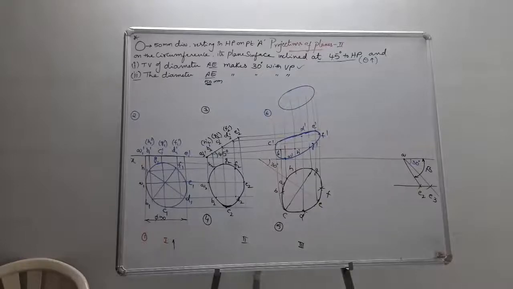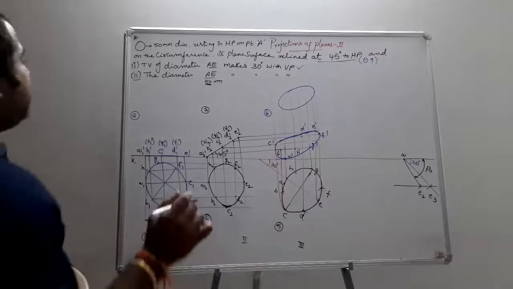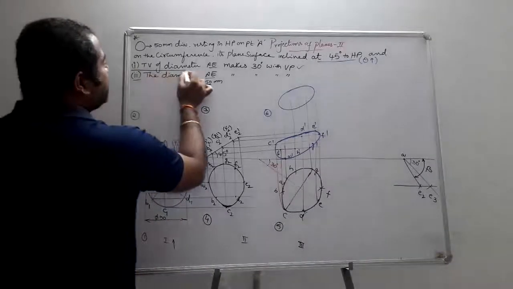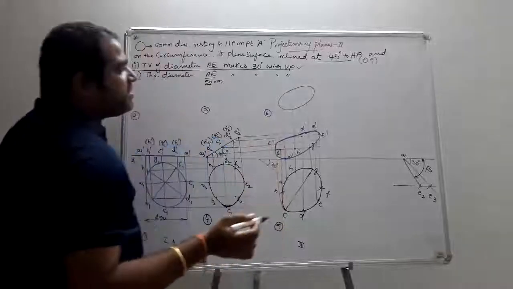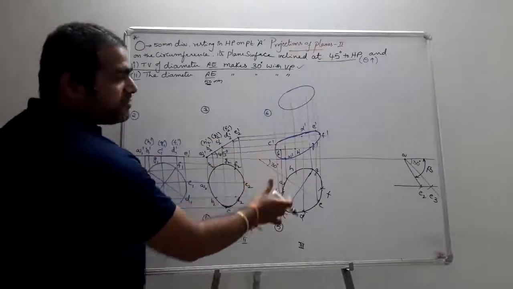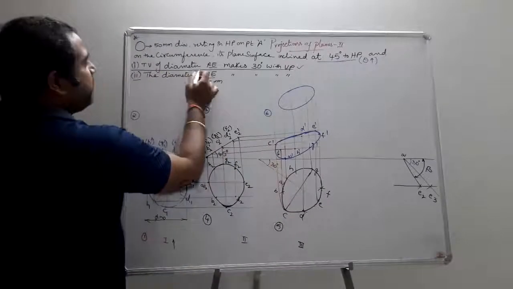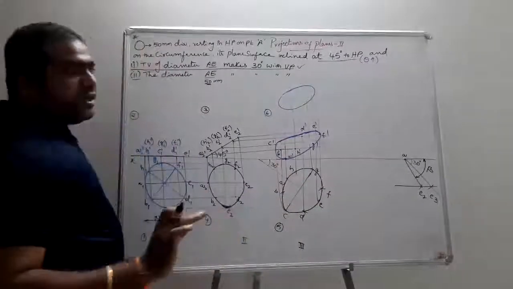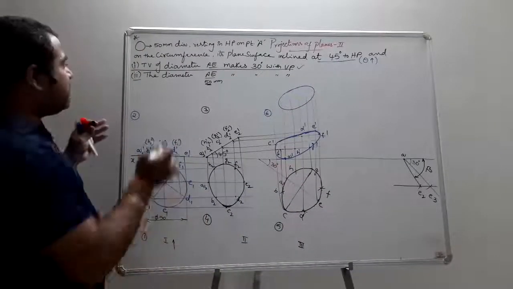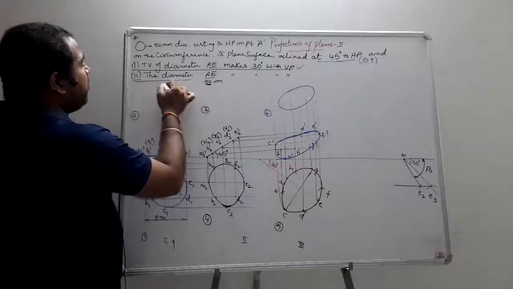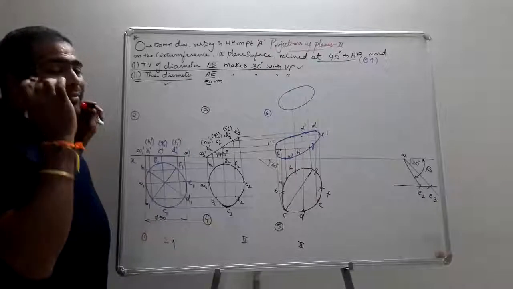Students, is it clear now? Until now, all of you just see here. Up to here, the problem is a regular problem which we see. One is surface inclination, next one is diameter inclination. The top view of the diameter AE makes 30 degrees. So the only difference is this point. This is a diameter problem.